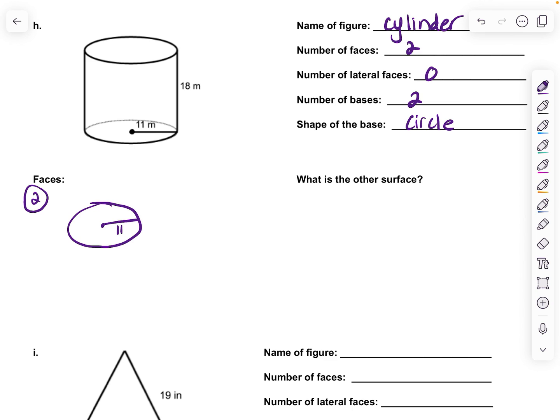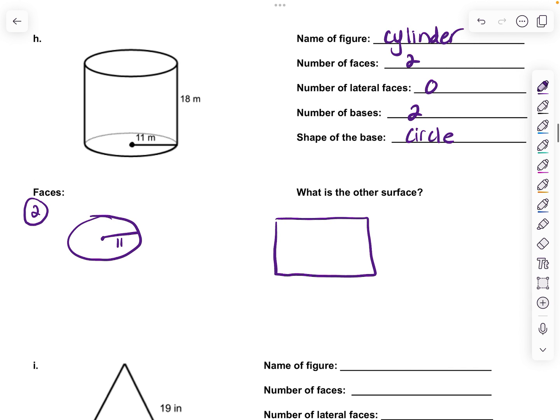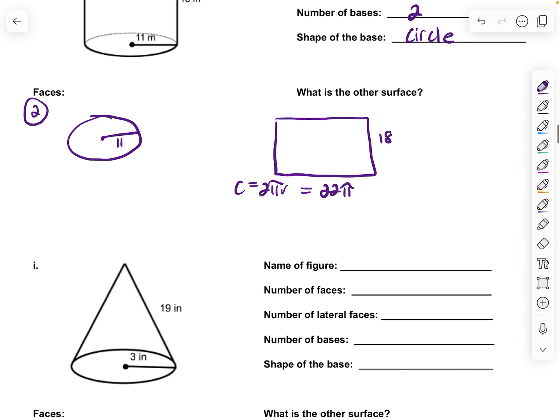For the other surface, this is essentially like taking the label off of a can. Think of a soup can where you take the label off. If you were to unroll it, it is going to be in the shape of a rectangle. Since the height of our cylinder is 18, that would be the height of that label. The length of your label is the circumference, since it wraps around that circle. Circumference is equal to 2 pi r, and since our radius is 11, that gives us a circumference of 22 pi, which is also the length of your rectangle.